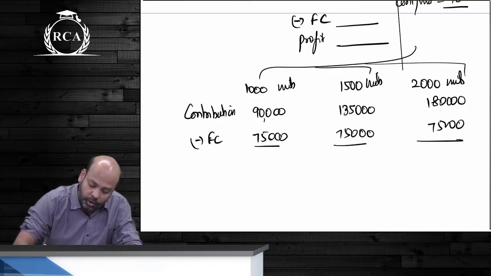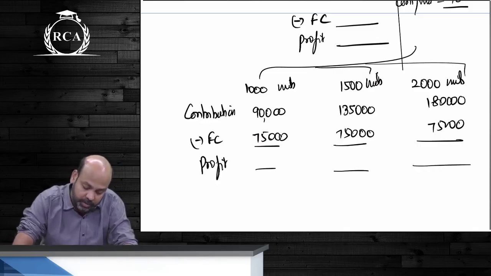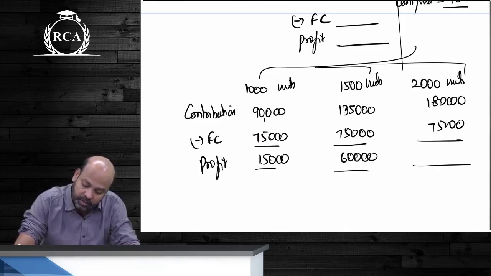Doesn't matter what is the volume level, guys, your fixed cost is not going to change. My profit beta is how much? 15,000. 60,000. 1,05,000.